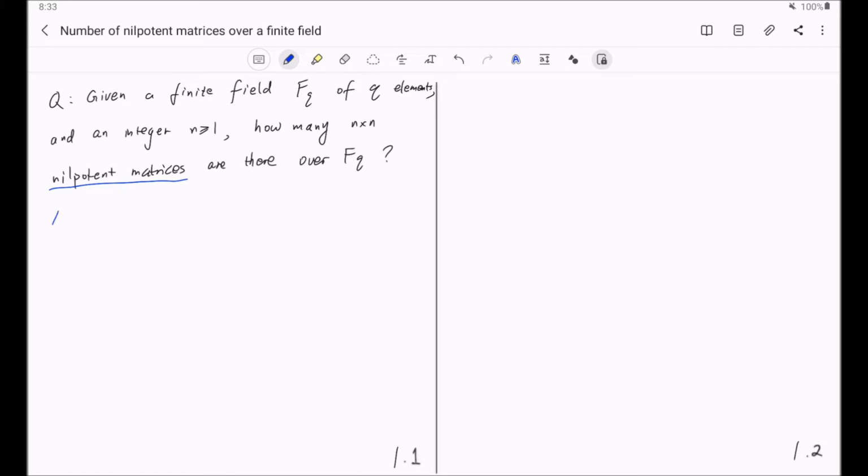Specifically, the matrix A is called nilpotent if A raised to the power L is equal to 0 for some integer L.